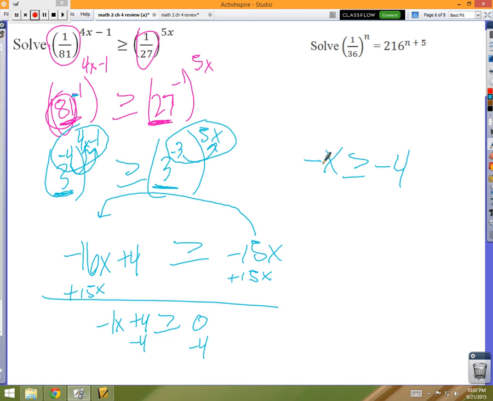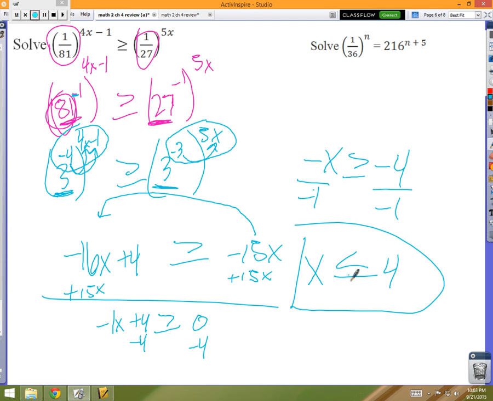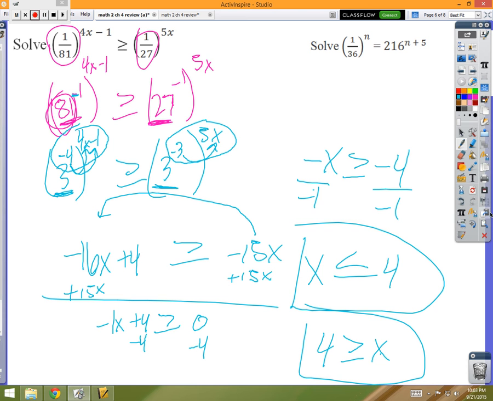Now I'm going to undo the negative. I'm going to divide by a negative 1, divide this by a negative 1. So x, negative 4 divided by negative 1 is positive 4. But because you divided both sides of an inequality by a negative, you need to change the direction of your inequality. So your final answer should be x is less than or equal to 4, or it could even be this way. 4 is greater than or equal to x. It's got to be pointing to the x. Doesn't matter if you write it either way, but it has to be pointing to the x.